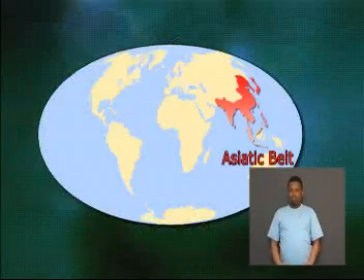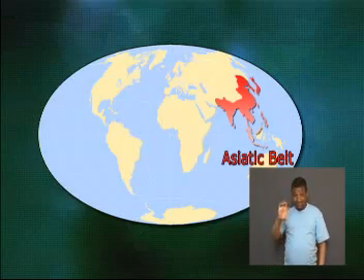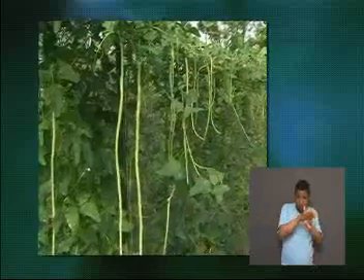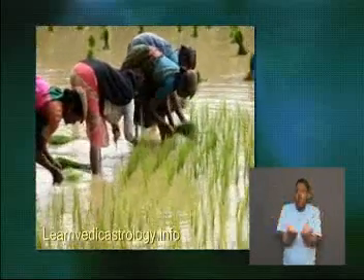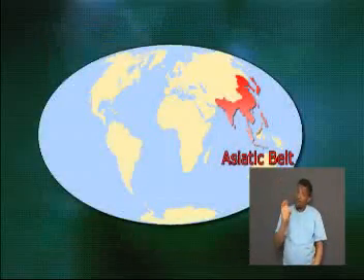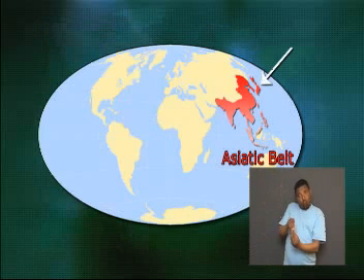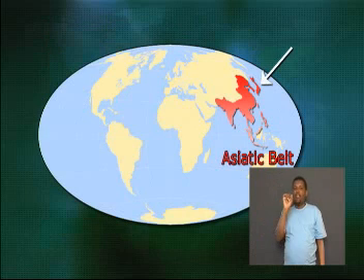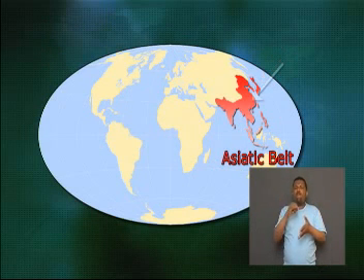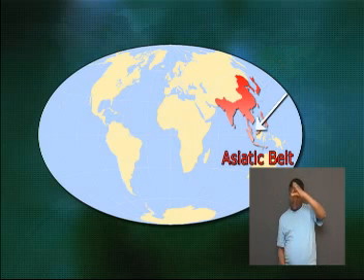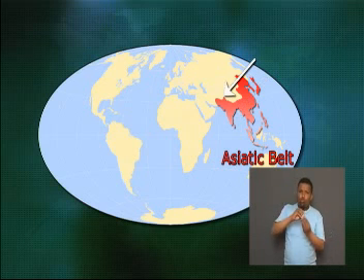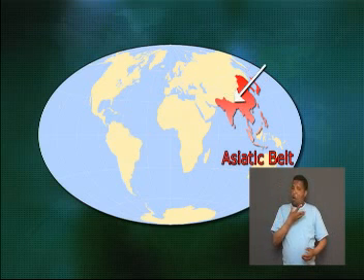The Asiatic population belt is confined to the river basins of monsoon Asia. The region accounts for about 60% of the world's total population. The belt includes East Asia, with the high concentrations of Japan and China, and South Asia, which includes India, Pakistan, and Bangladesh.